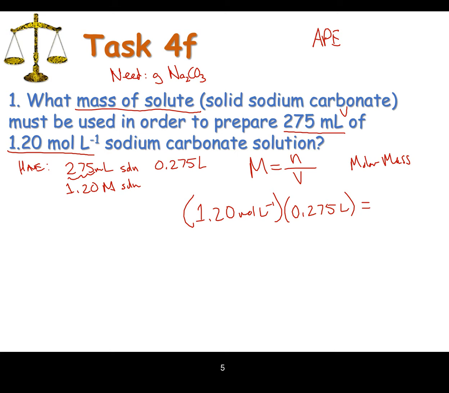So 1.20, here I'll calculate this over here on the side. 1.2 times 0.275 gives me 0.330 to 3 sig figs. 0.330 moles of the solute, which is, again in this case, Na2CO3. So now our second step is, again, using our molar mass.